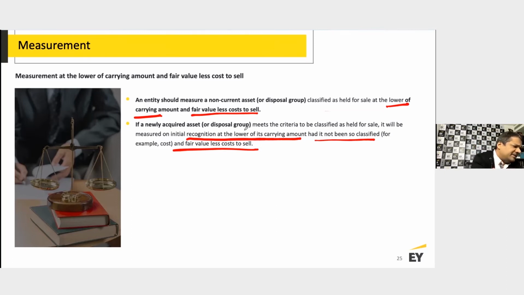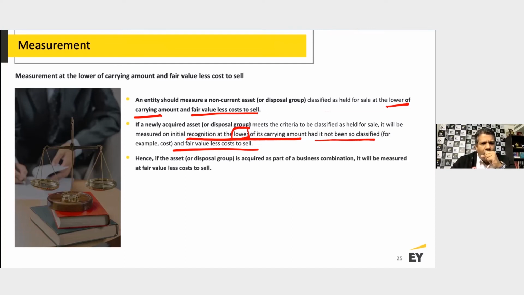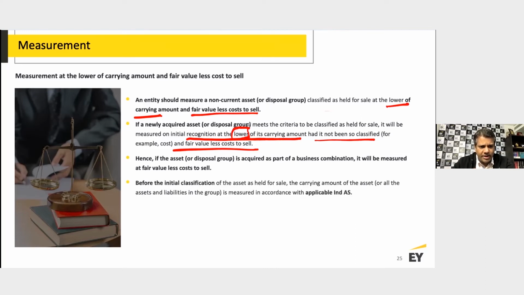Again, it is still the lower. I think this is important for us to look at. It is the lower of its carrying amount, it is not higher. So unrealized losses are to be recorded, unrealized gains are not allowed to be recorded. Hence, if the asset is acquired as part of a business combination, it will be measured at fair value less cost to sell, because that's where you follow the measurement guidance under Ind AS 103.